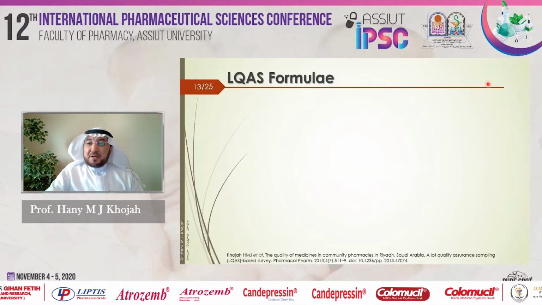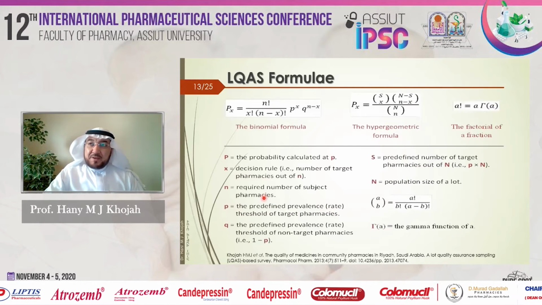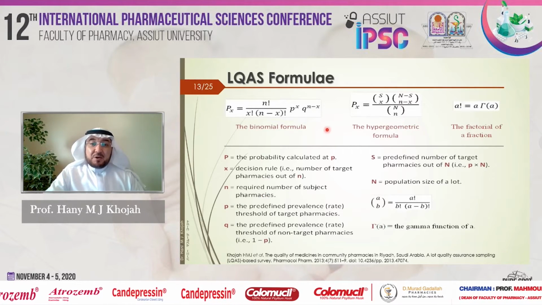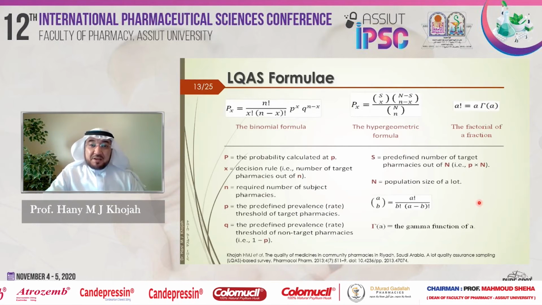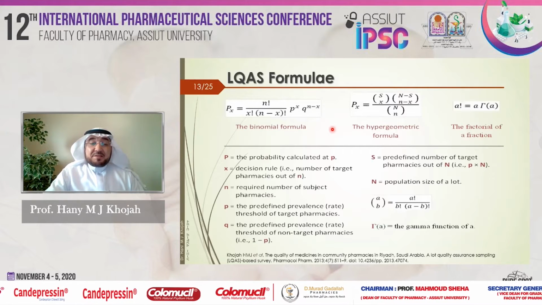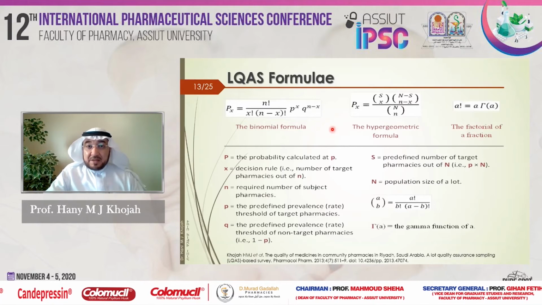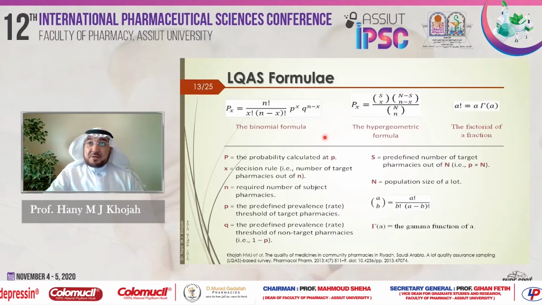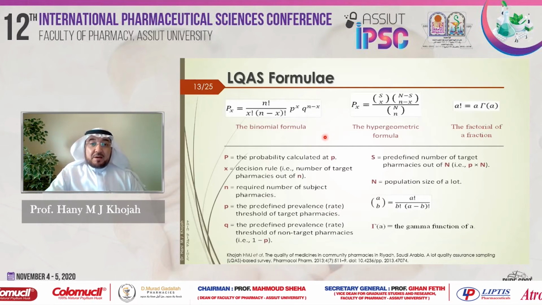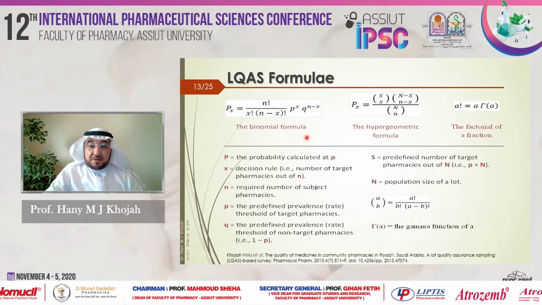There are several formulae that can be used with the LQS, but the famous ones are the binomial formula and the hypergeometric formula. I'm not going to mention those details here. Maybe they require a separate workshop actually. There is also a country scale LQS formula that can be used for surveys for the quality of medicine in a whole country. But usually these two formulae are used.